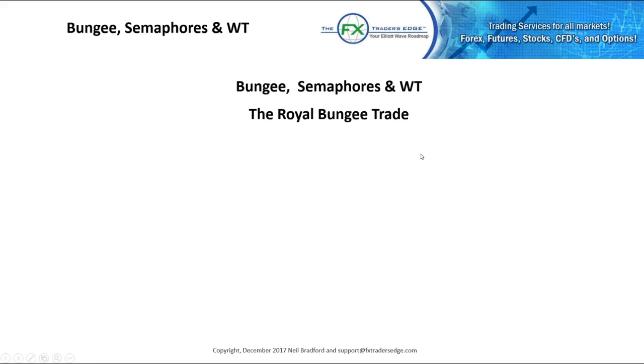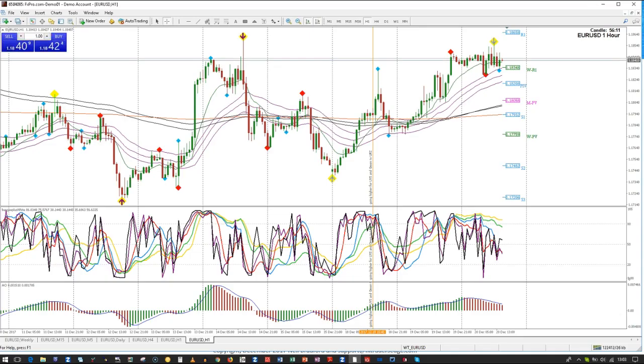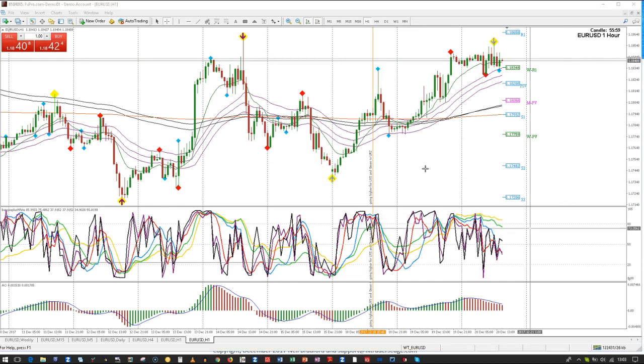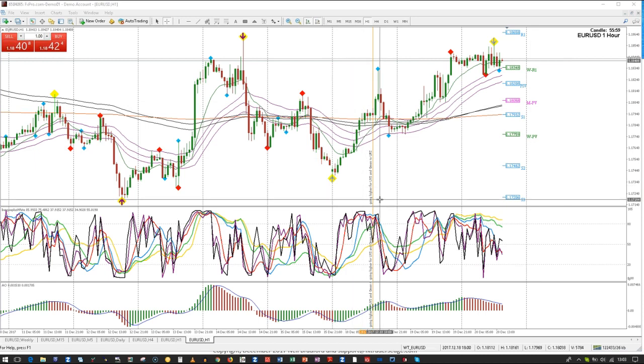First of all, we're going to look at the Royal Bungee trade, but I just wanted to show you a note we made on our charts on Monday morning's London room, and show you how all this comes together. Can you see this orange vertical line? On that line it says, so this is the candle, it's the 1 hour chart, this candle.